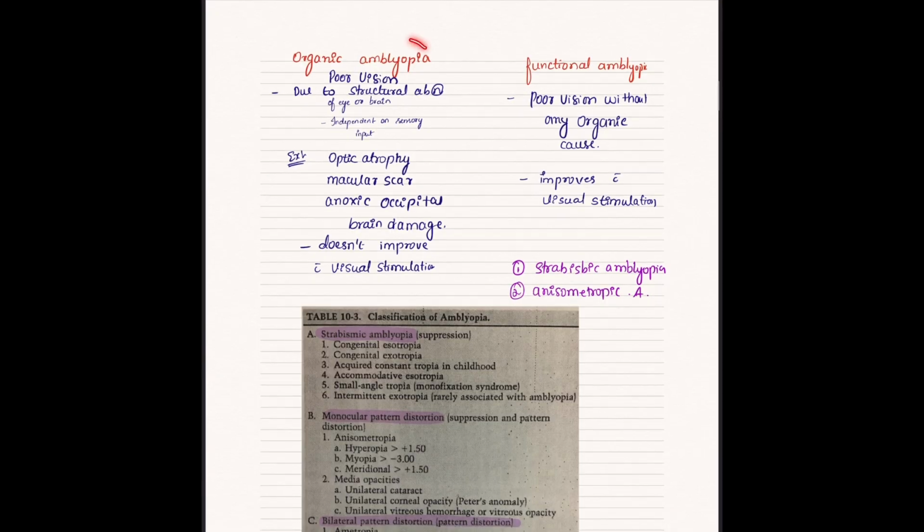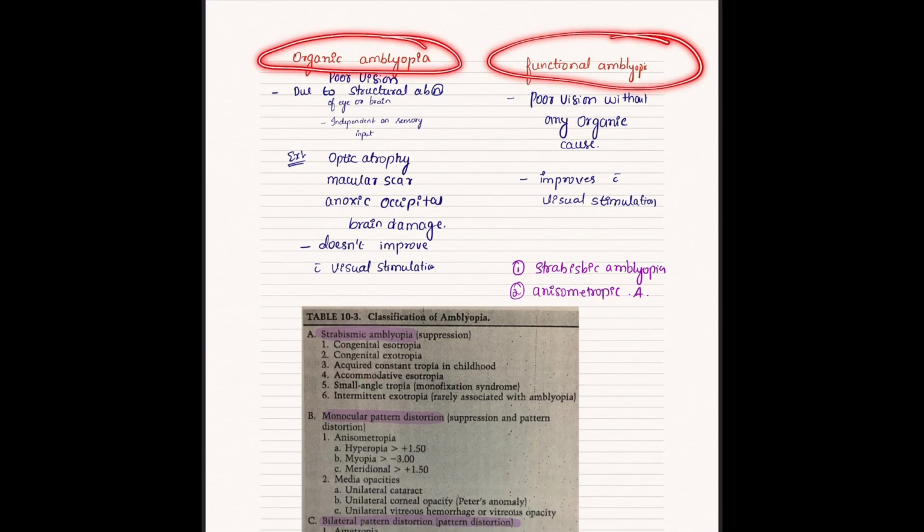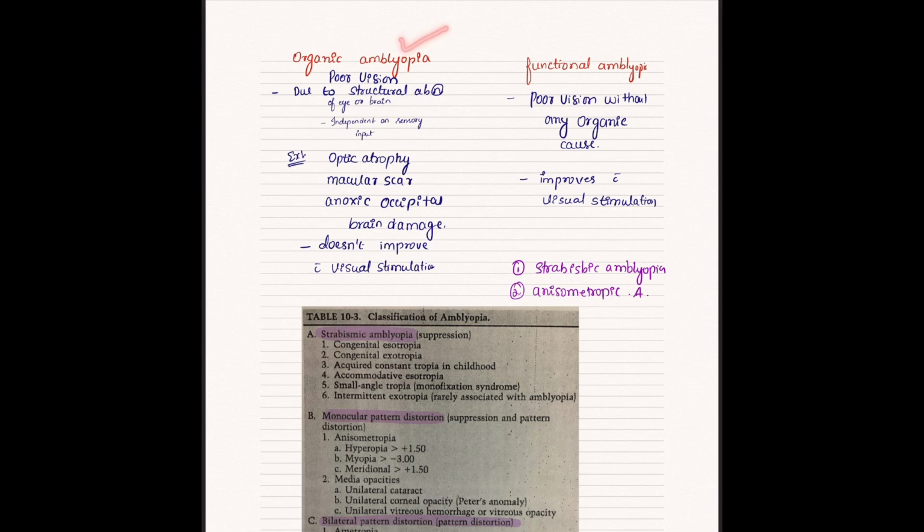Amblyopia can be organic or functional. We call it organic whenever the poor vision is because of any structural abnormality either in the eye or in the brain, independent of the sensory input. That is to say, the light stimulus is normal and reaching the eye, but because there is an abnormality in the eye or in the brain, it is causing poor vision, like in cases of optic atrophy, macular causes, or any central causes that damage the brain. So that is organic amblyopia. What is functional amblyopia?